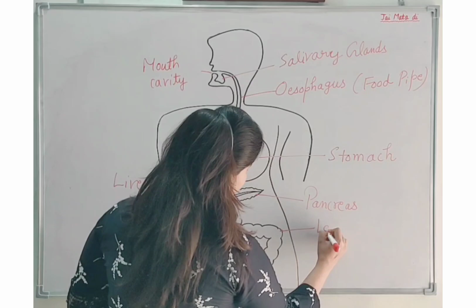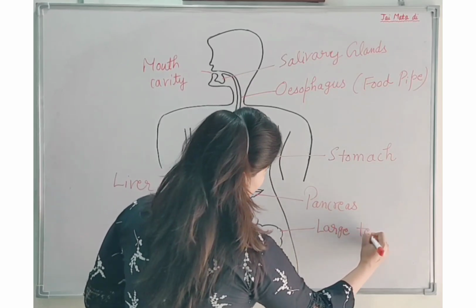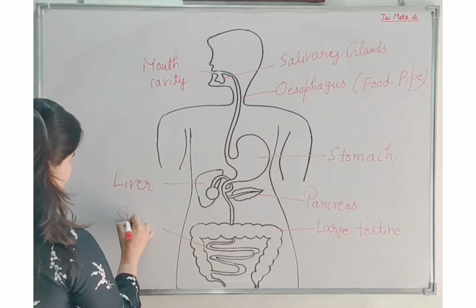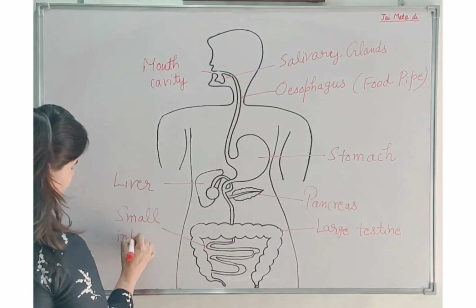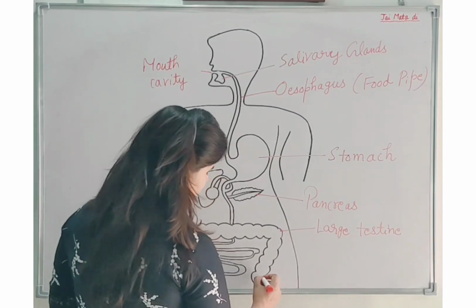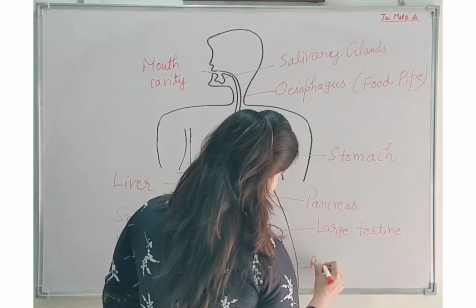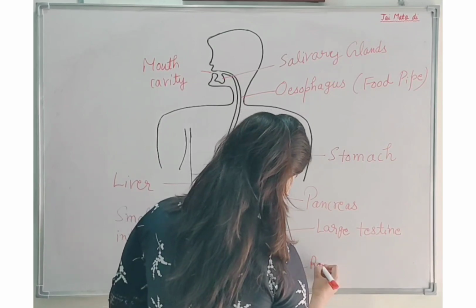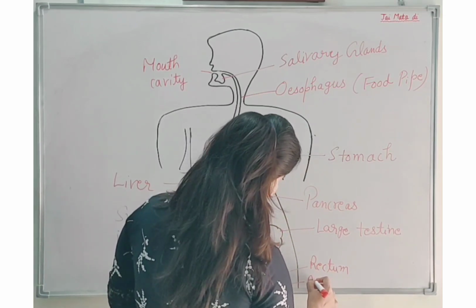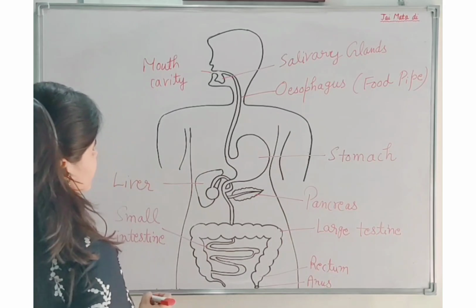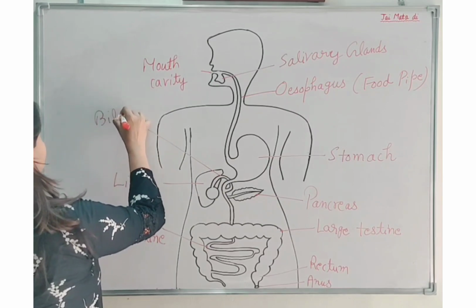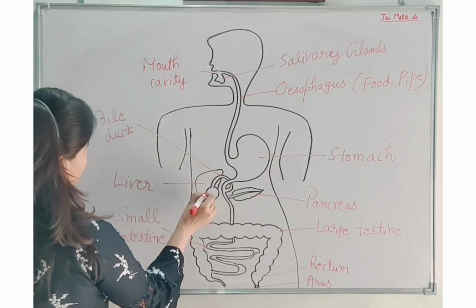This is the large intestine. This one is the small intestine. This is the rectum. This is the anus. Right? And this one is the bile duct. This is the gallbladder.